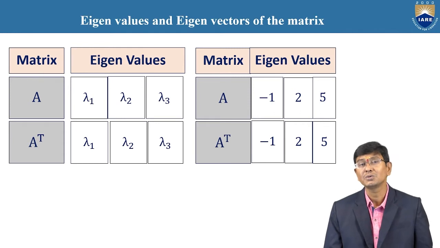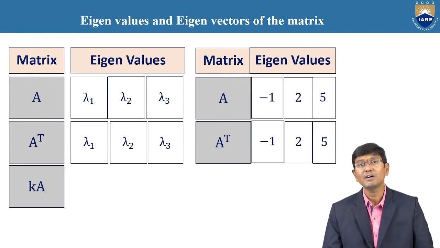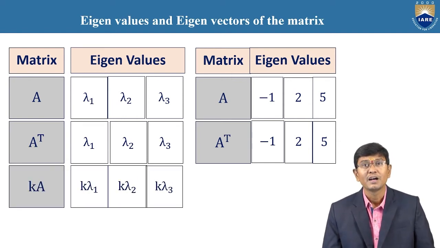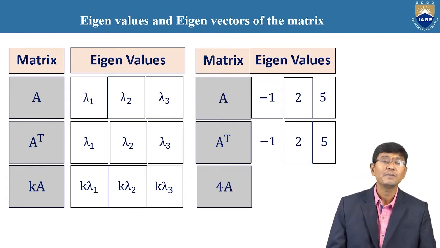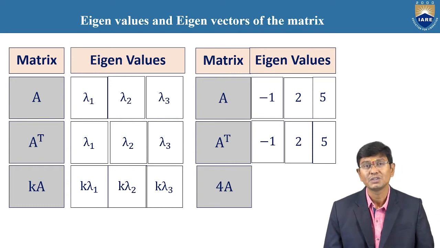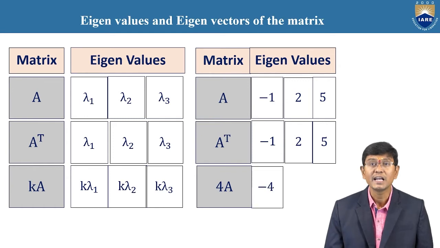That means there is no change: the eigenvalues of the transpose are also the eigenvalues of the given matrix. And one more thing here: if it is k into A, the eigenvalues are k into lambda 1, k into lambda 2 and k into lambda 3. Similarly, upon multiplication by any non-zero number, the eigenvalues are also clearly multiplied by that number, giving the corresponding eigenvalues.